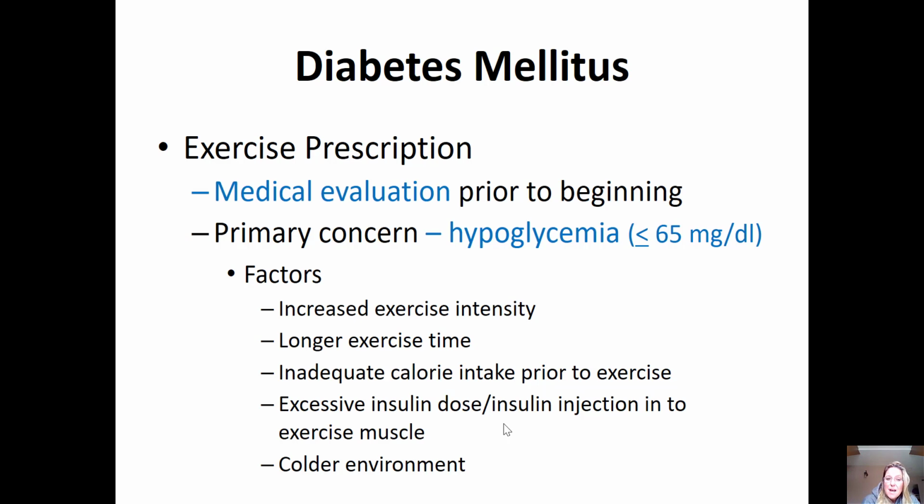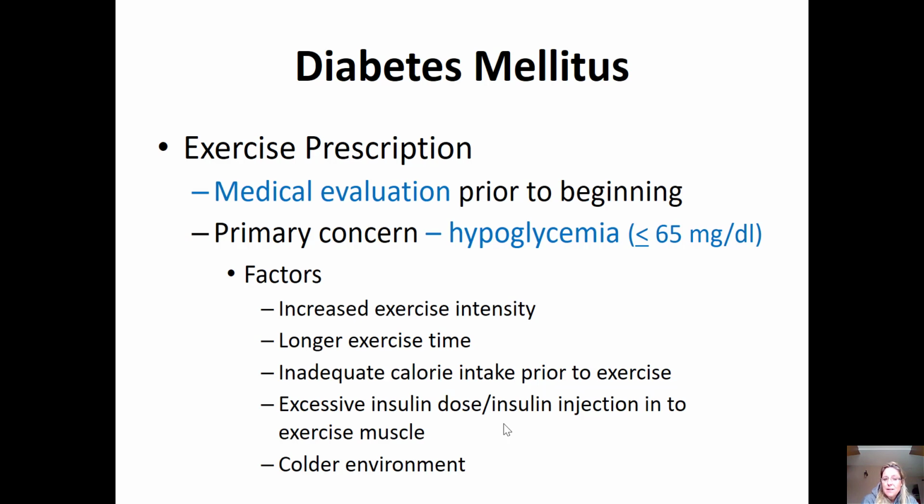So other factors to think about with diabetics, number one is increased exercise intensity. We want to try to, obviously beginners, we want to start off as a novice, but we can also increase their intensity over time. We want to progress. Longer exercise time. So maybe it's doing a low to moderate intensity exercise, like walking, but instead of walking for 30 minutes, walking for an hour, right? So longer durations, because many of our, especially type 2 diabetics, are going to be overweight. So weight loss is key in that disorder.